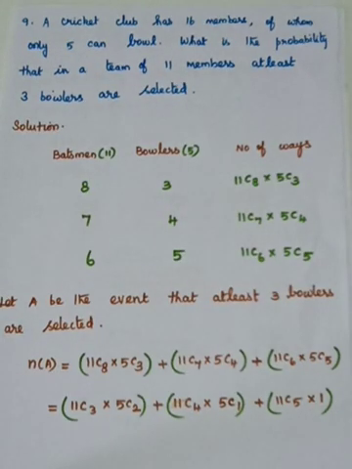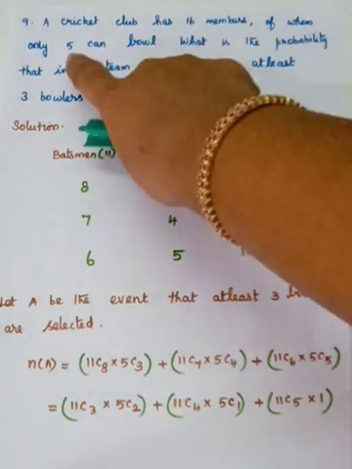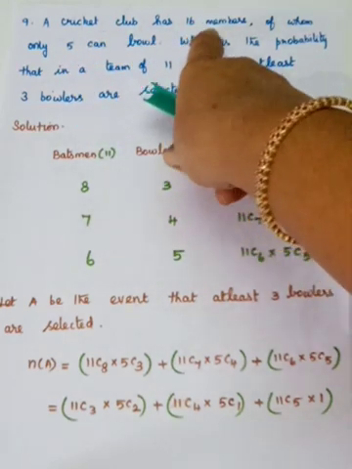A cricket club has 16 members, of whom only 5 can bowl. What is the probability that in a team of 11 members, at least 3 bowlers are selected? See, first you have to understand the problem. In the cricket club, total members are 16. Of the 16 members, 5 members can bowl.